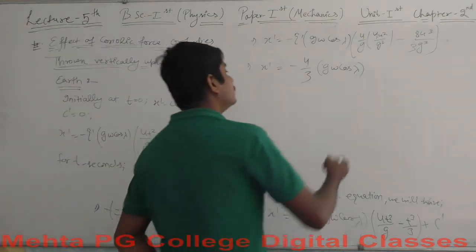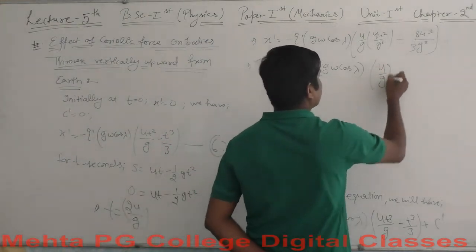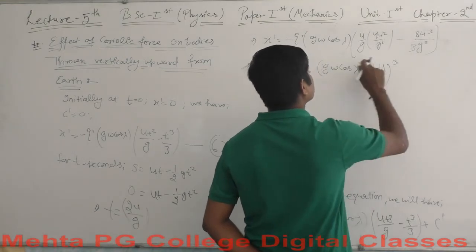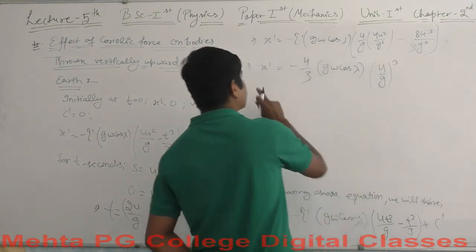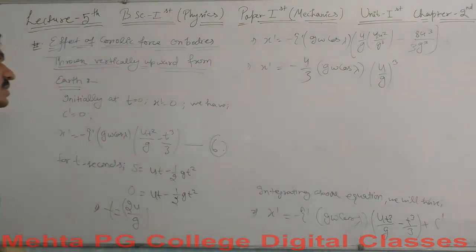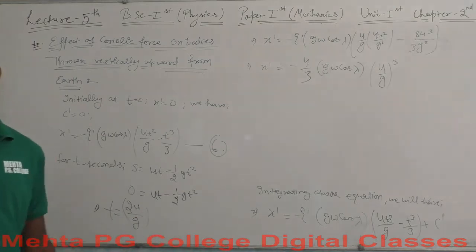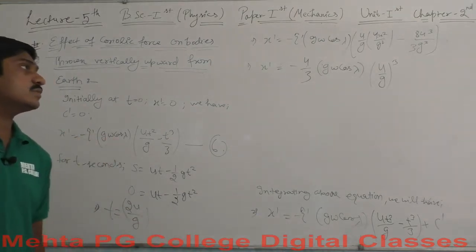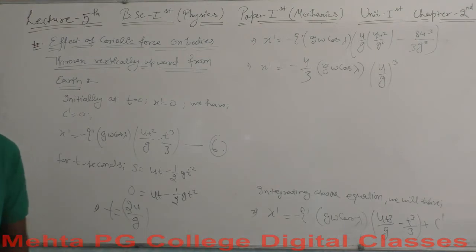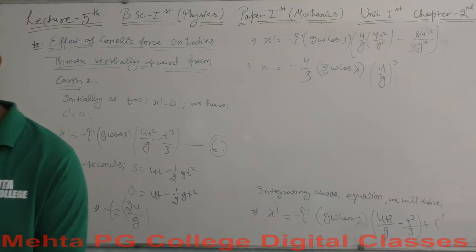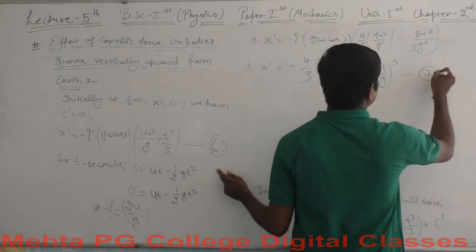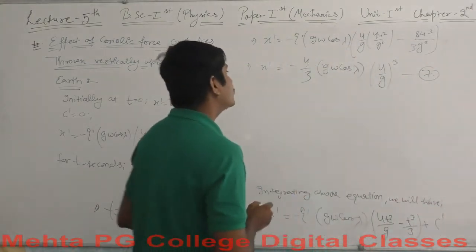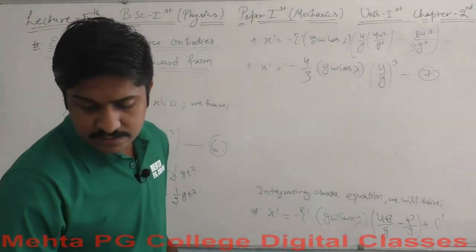u by g to the power cube here. Okay, so this is what happens. This is the value of x dash by now. So this is what the x dash becomes. So x dash is equal to minus 4 by 3 g omega cos of lambda, u over g, where the power is raised to cube here. Let's say this is equation 7 by now.